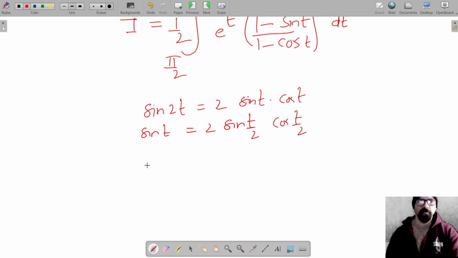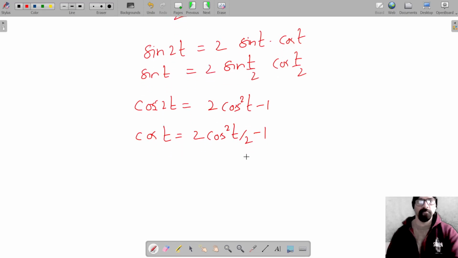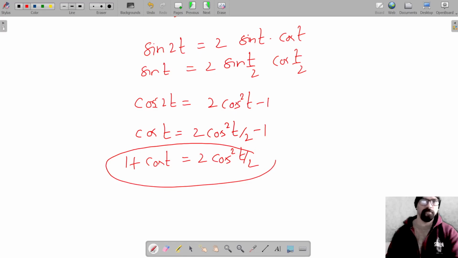Similarly, cos 2x is 2 cos square x minus 1, and if we take this t, cos 2t is 2 cos square t minus 1, and if we take the half of this angle, cos t is equal to 2 cos square t by 2 minus 1, which gives me 1 plus cos t is equal to 2 cos square t by 2. So let's make this substitution in this.